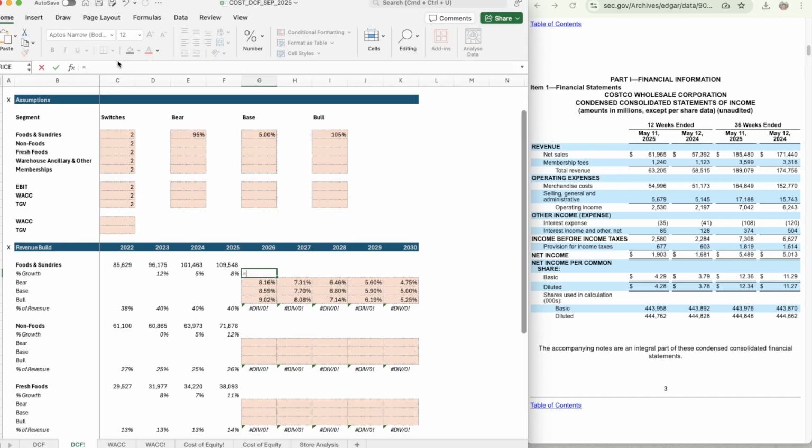And to get this, so that we can simulate the different scenarios of the bear, base, and bull, we go equals offset the cell that we're in, so G26, with the switch, which is up here, and we lock this in. Then we go 0 at the end, and that gives us our, and if you see, we can play about with this. See, it's changing.